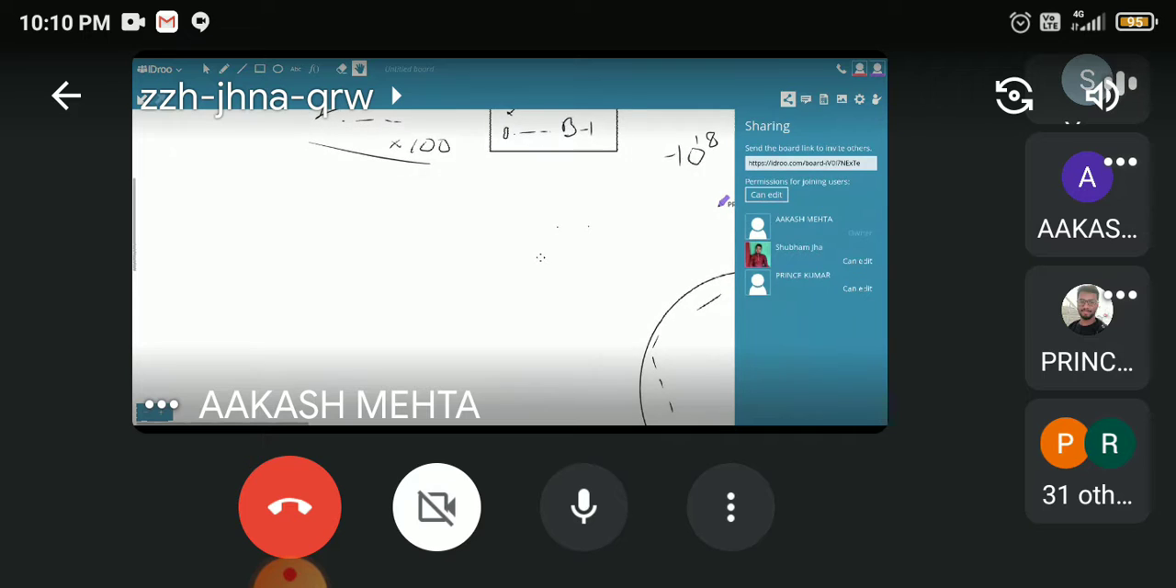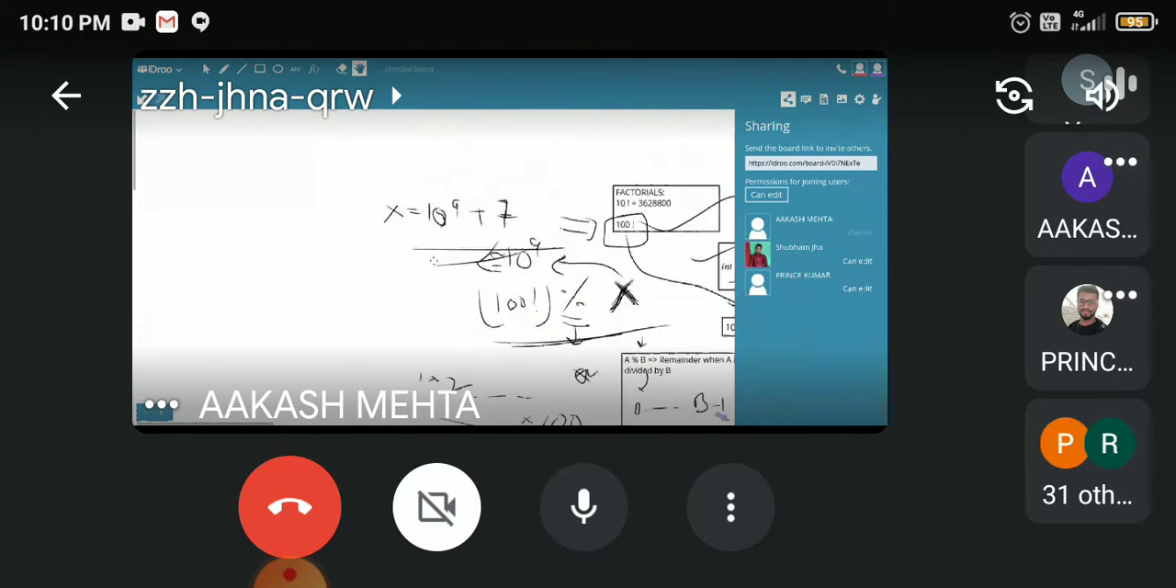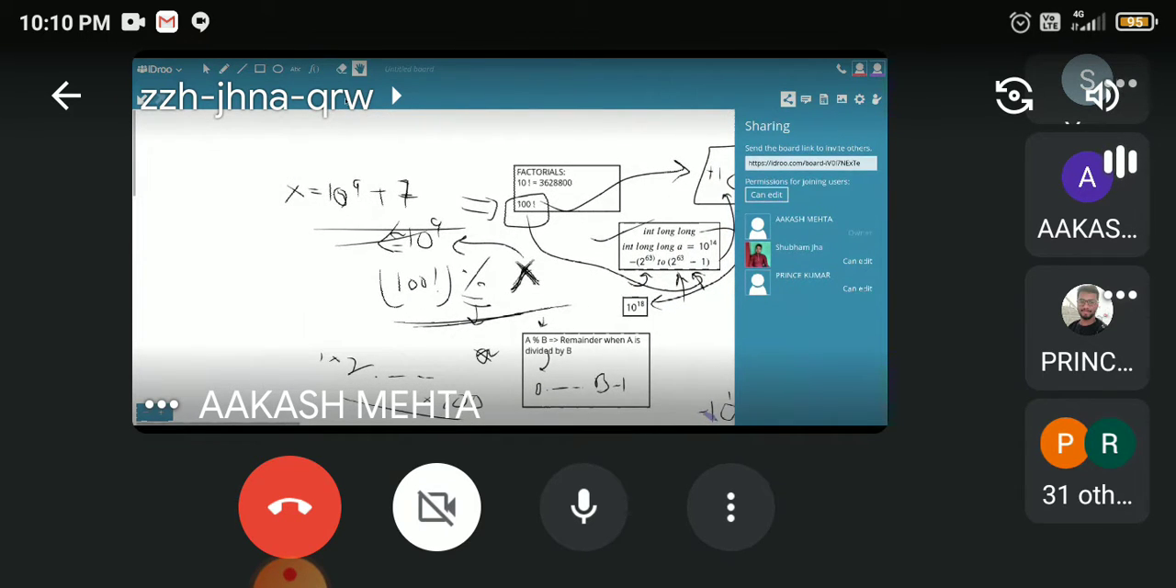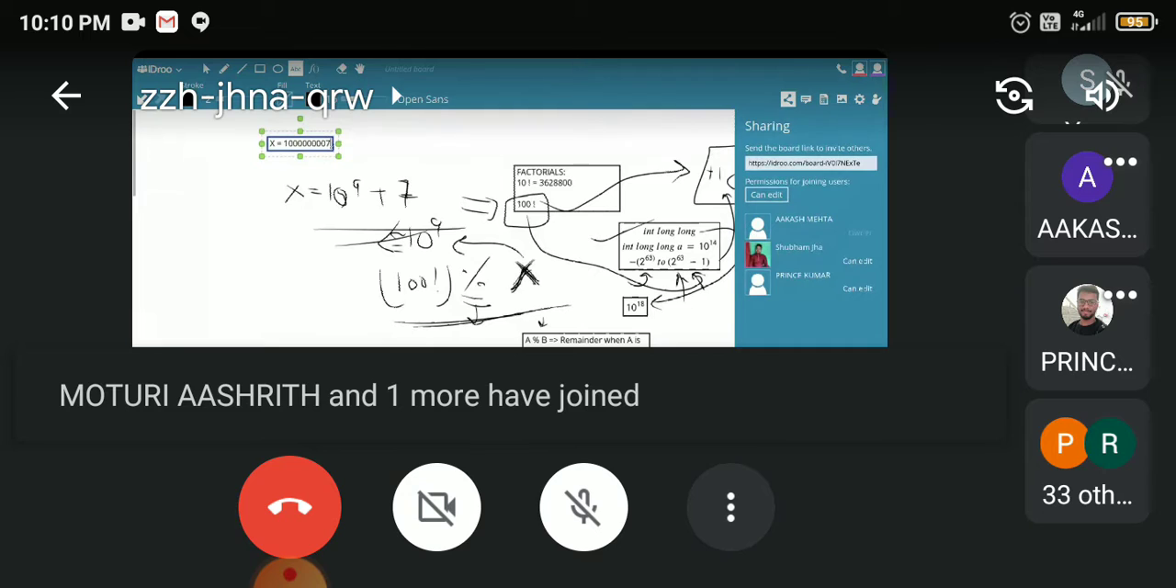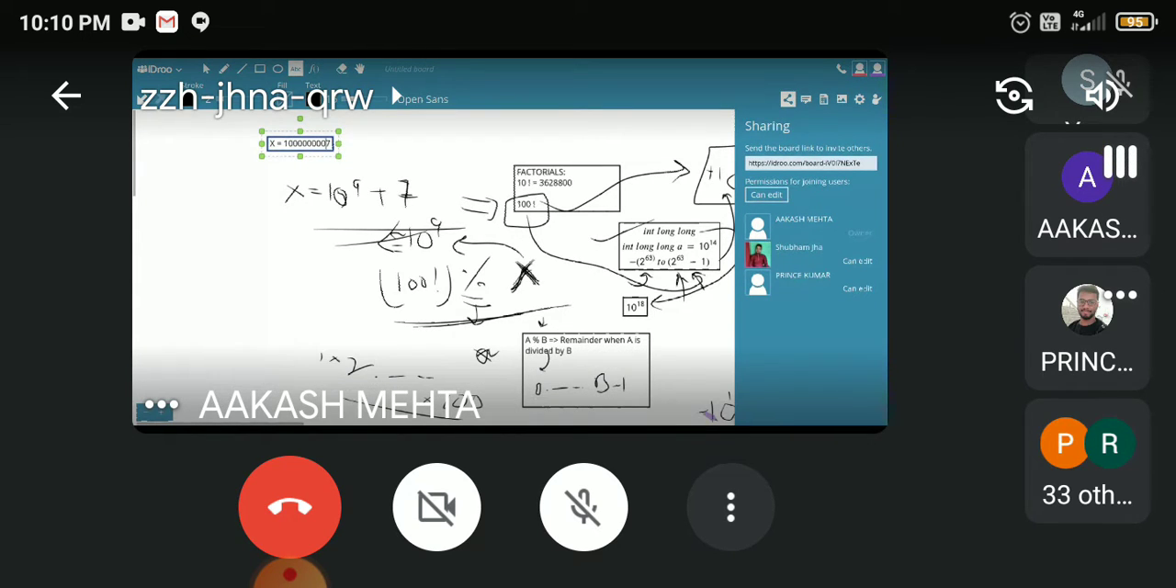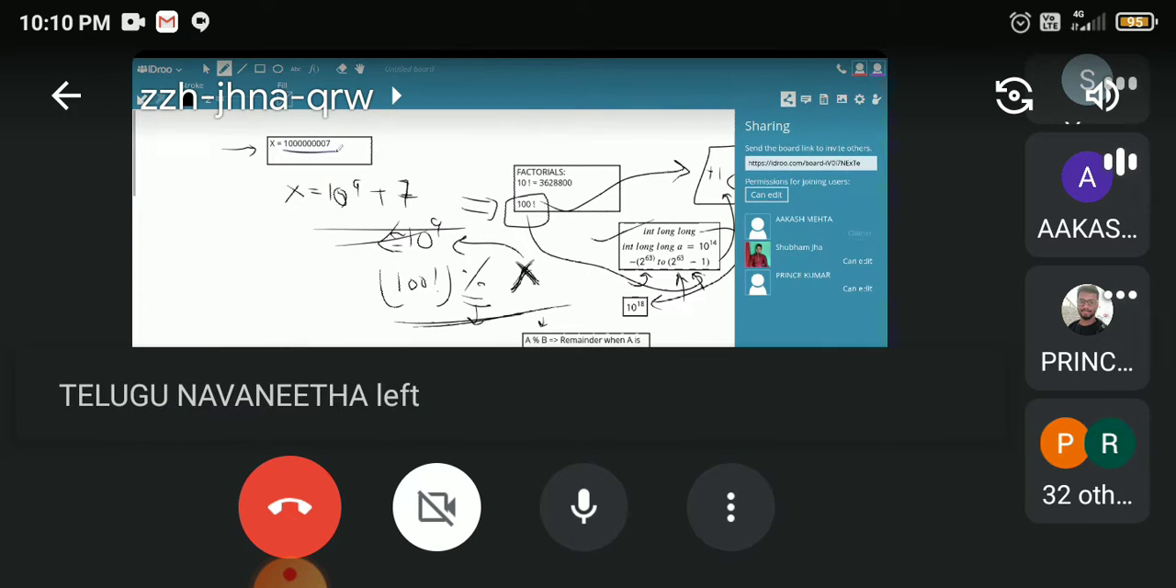Sir, I have one doubt. It is 10 to the power 9 plus 7, means 10 to the power 16? No, it is like 10 to the power 9. I'll write this number for you. X equals 1, 2, 3, 4, 5, 6, 7, 8, 9, and then a 7 is here. Okay, so 8 zeros and 1 7. This is the number, and it's actually a prime number.